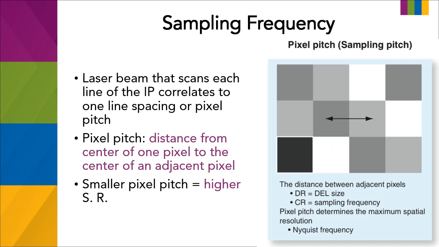Sampling frequency. This is the laser beam that scans each line of the imaging plate, which correlates to one line spacing or pixel pitch. Now, pixel pitch is also called sampling pitch. It's known as the center of one pixel to the center of the next adjacent pixel. And the smaller the pixel pitch, the higher the spatial resolution. The distance between adjacent pixels, for CR, is known as sampling frequency. And pixel pitch is going to determine the maximum spatial resolution. This is also known as the Nyquist frequency.